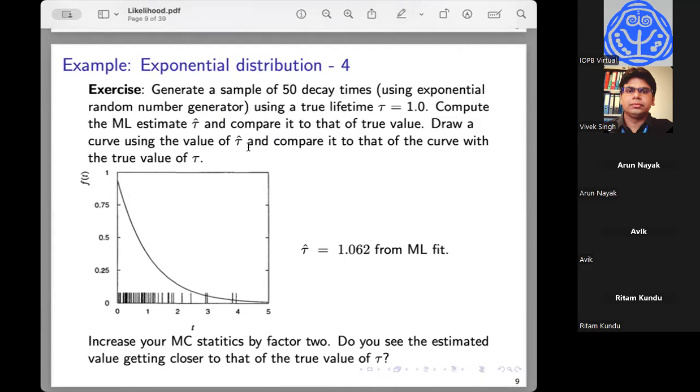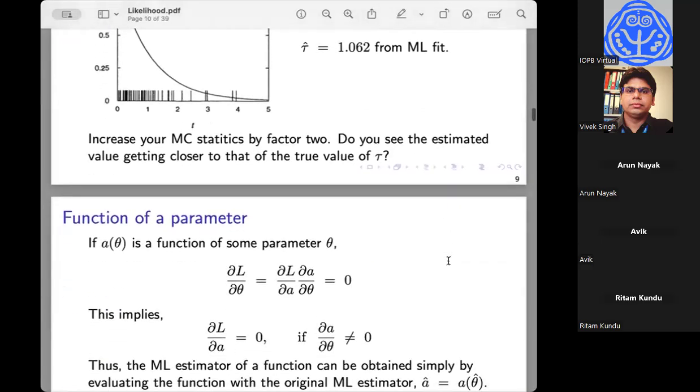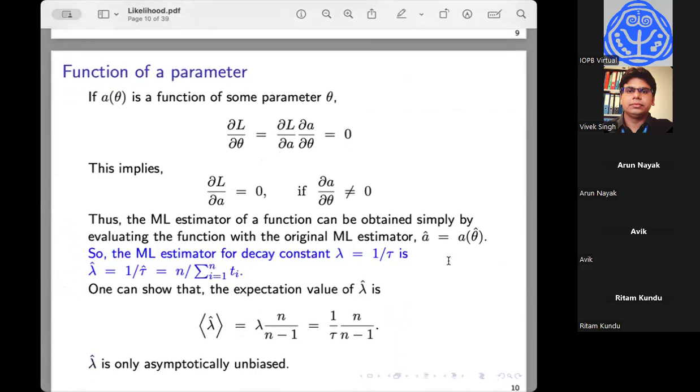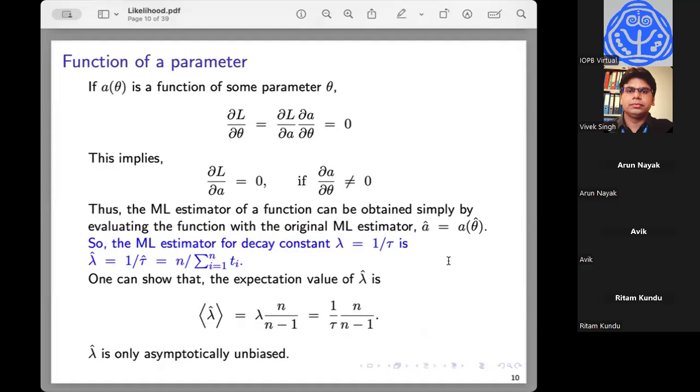So in this example that is in the book, for the 50 decay times, the estimated value is around 1.062 compared to the true value 1. If you increase the statistics, it would become closer and closer to the true value. So you can try this as an exercise. Some of these exercises will be done during the school, the main school. I think Professor Silpijan will be doing some of the tutorials which will cover some of these exercises.